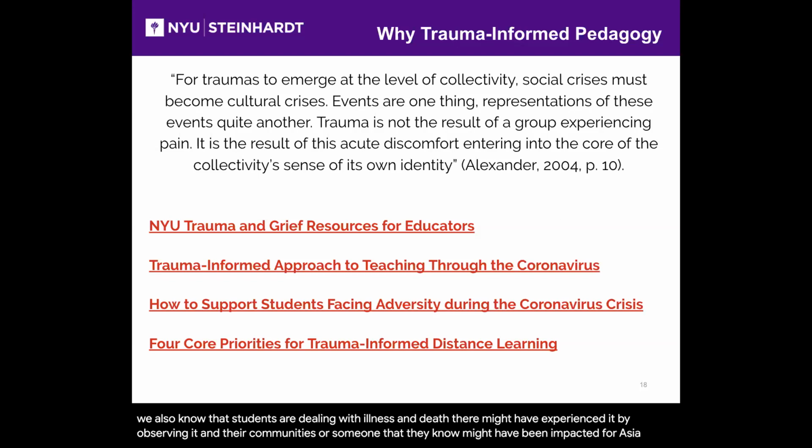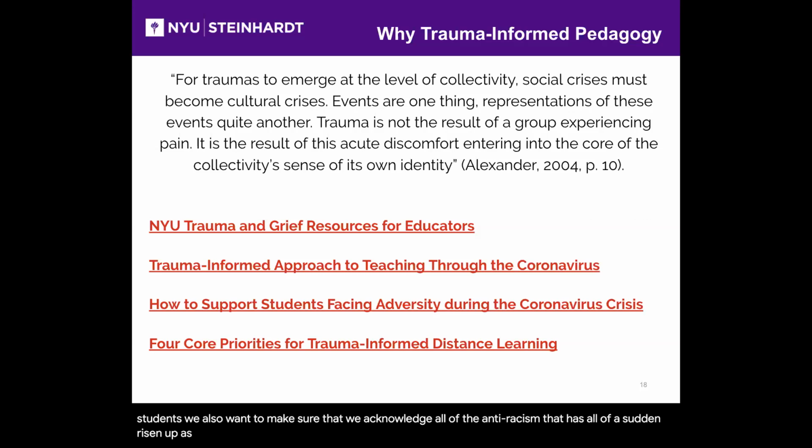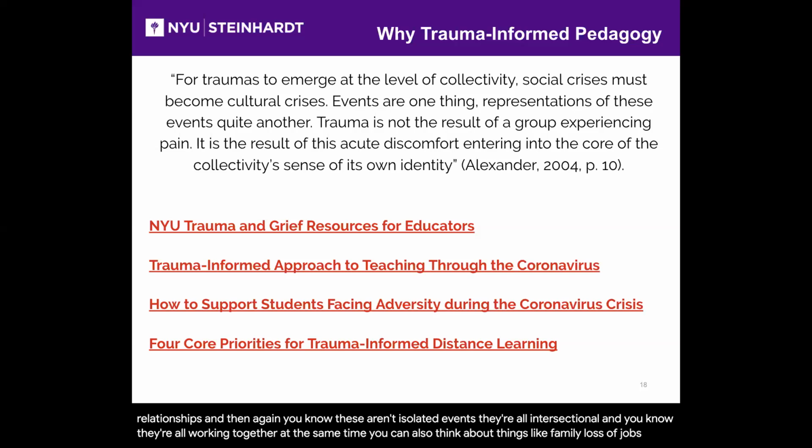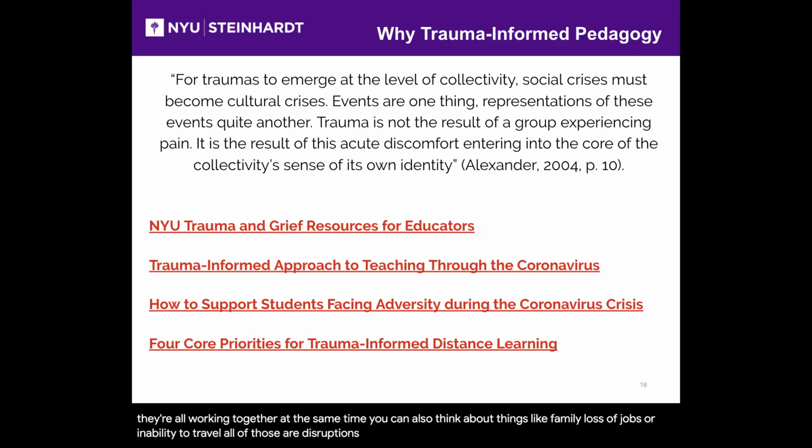For our Asian students, we also want to make sure that we acknowledge all of the anti-racism that has all of a sudden risen up as a result of the virus. There's a lot of loss of routine, friendships in school, relationships. And then again, these aren't isolated events. They're all intersectional, and they're all working together at the same time. You can also think about things like family loss of jobs or inability to travel. All of those are disruptions to students' lives that we want to help them process.